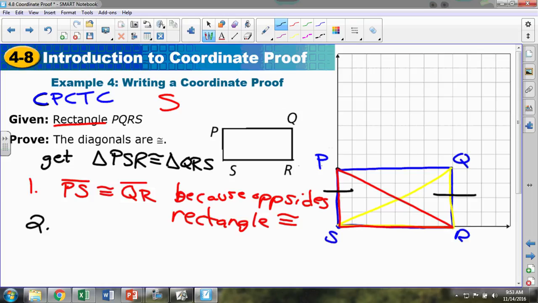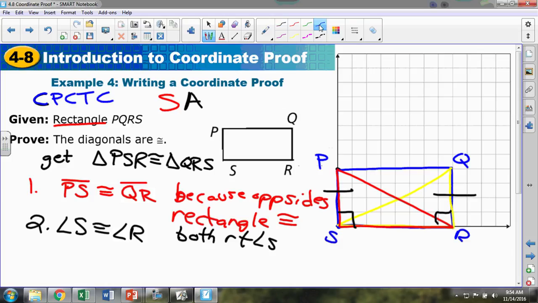Additionally, we would be able to say angle S is congruent to angle R. Why is it that this angle is the same as that one? They're both right angles. We know that all right angles are congruent. That's the right angle theorem. Right? So that would give us a pair of congruent angles. Continue it further.